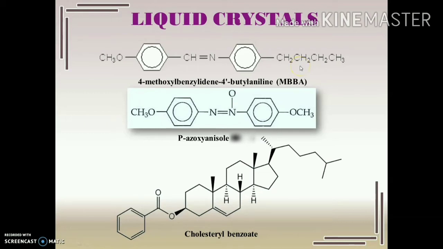And another example is para-azoxyanisole or PAA. So this is also simple. Since azoxy is the group, that means the azoxy group is present in between the two benzene rings, and OCH3 on the terminal ends. And the third example represented over here is a derivative of cholesterol, that is cholesterol benzoate, the parent molecule on which the discovery was made initially.